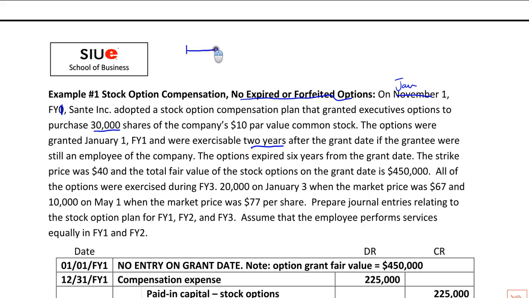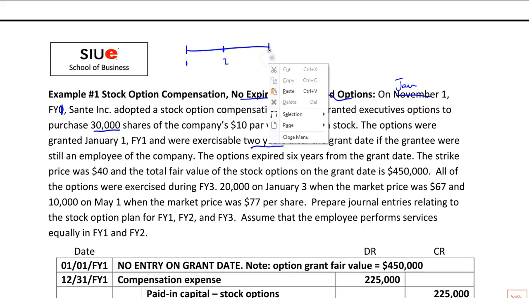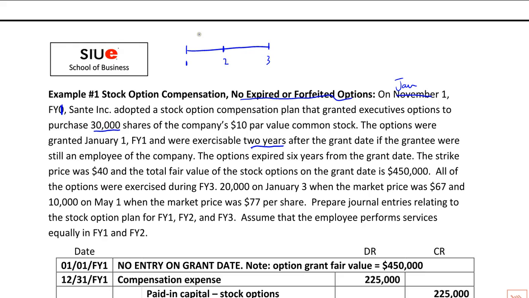So basically, what we have is January 1, year 2, and year 3. This is the service period right here.